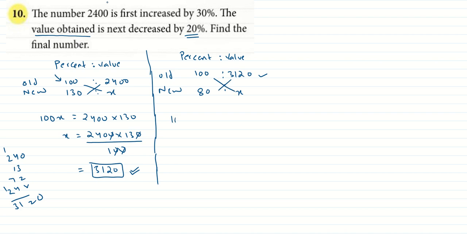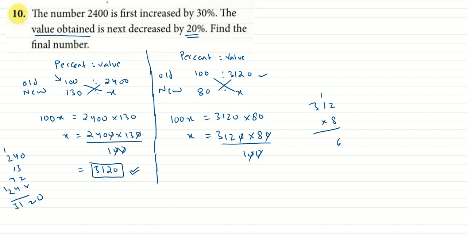Cross multiply 100 times x equals to 3120 multiplied by 80. So x will be equals to 3120 times 80 divided by 100. 0 cut with this 0 and this 0 cut with this 0. So 312 multiplied by 8. 8 2s are 16, 8 1s are 8, plus 1 becomes 9, 8 3s are 24. So the new value will be 2496.